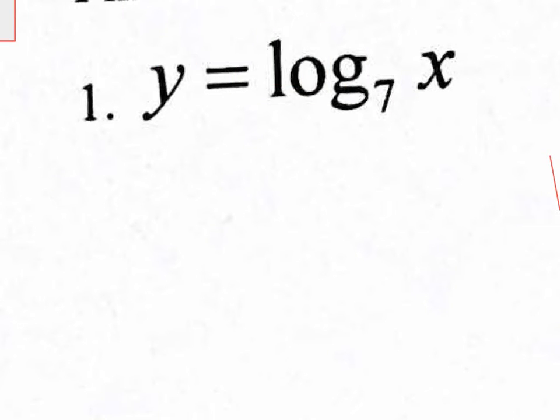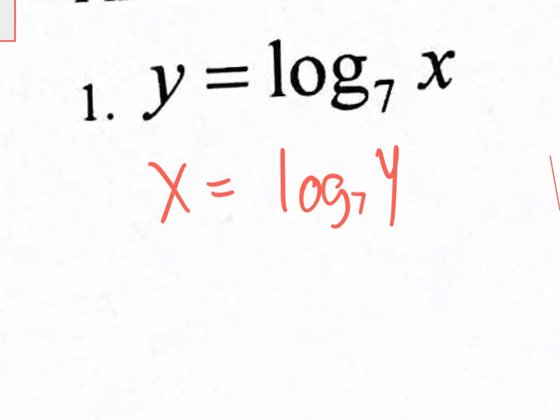So let me just prove it to you. Let's actually switch x and y. X equals log base 7 of y. And now let's solve for y. But the problem is y is inside the logarithm of base 7, right? So we don't want this log base 7. We want to eliminate the log base 7. So how do you eliminate a log? By raising it to become the power of the same base as your log.